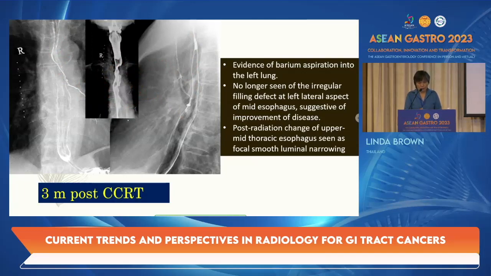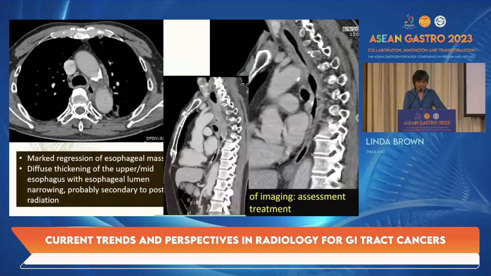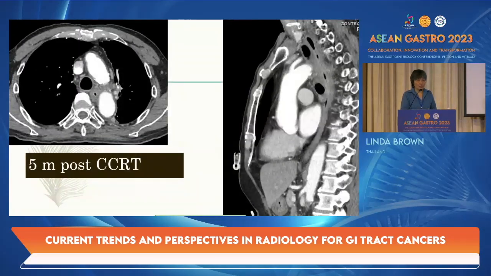And we also use CT to follow up. And again, you can see that the lesion that used to be quite large here is now gone. What is left here is a diffusely thickened wall, which could be a consequence of post-radiation fibrosis. So we keep following up using imaging, CT, as a follow-up tool.